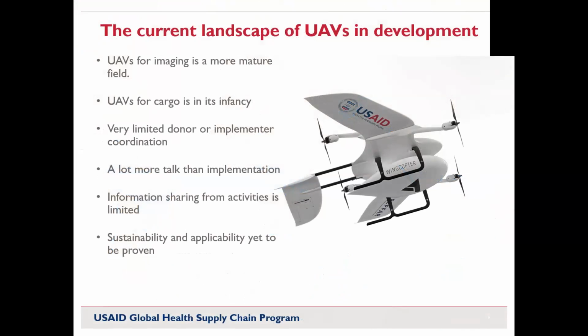So those of you who work in UAVs probably already know, but just to cover, the UAVs in development for imaging, that's a bit more of a mature field, right? People have been doing that for over a decade, and there's been advances in very interesting work along artificial intelligence for imaging and such. But that's what I would say in relation to cargo delivery. It's more of a mature field. And so UAVs for cargo is really in its infancy.